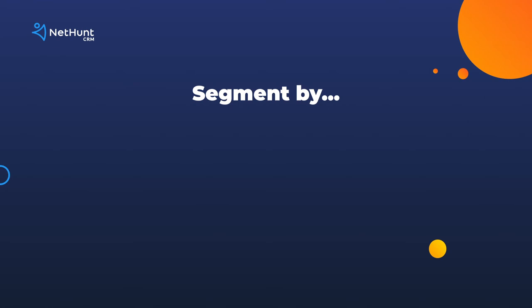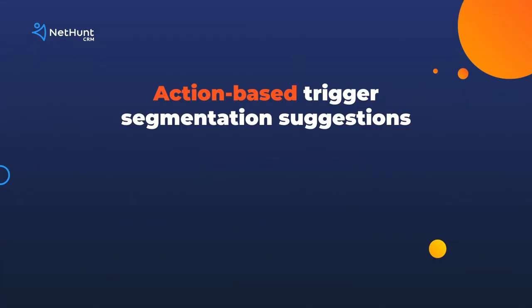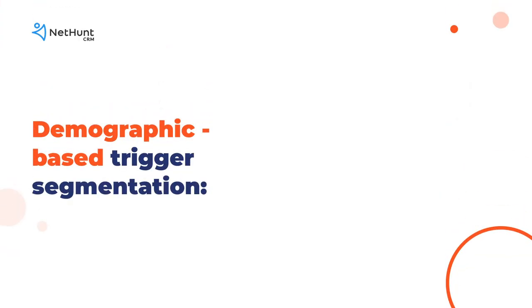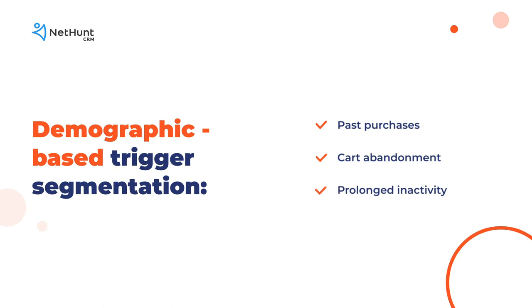You can either segment the target audience by action triggers or demographic triggers. Action trigger-based segmentation divides leads based on how they interact with your business. For example, you send them a welcoming email when they first register, or send a receipt with shopping details and a couple of upselling options once they make a purchase. Demographic trigger-based segmentation involves tracking your customer behavior and nudging your leads towards conversion. It is focused on details such as past purchases, cart abandonment, and prolonged inactivity upon registration.